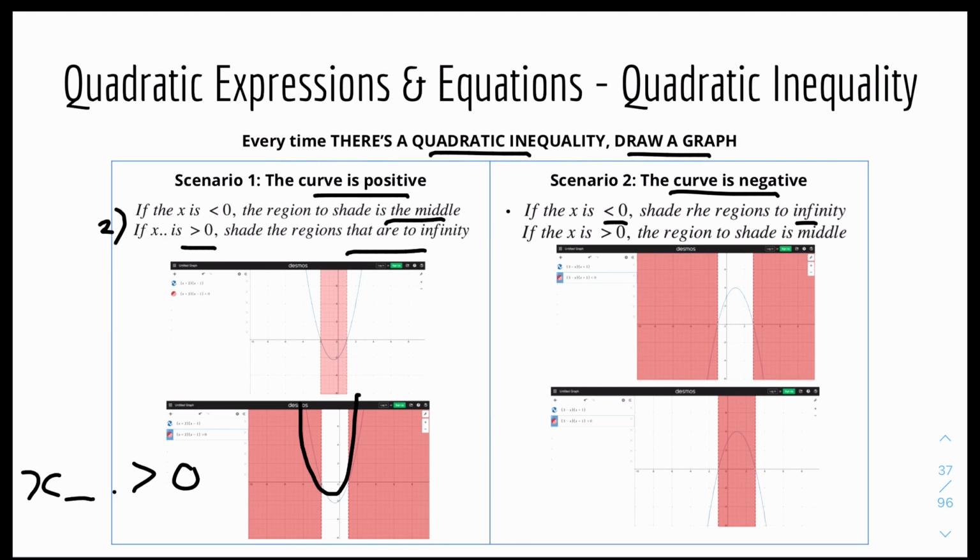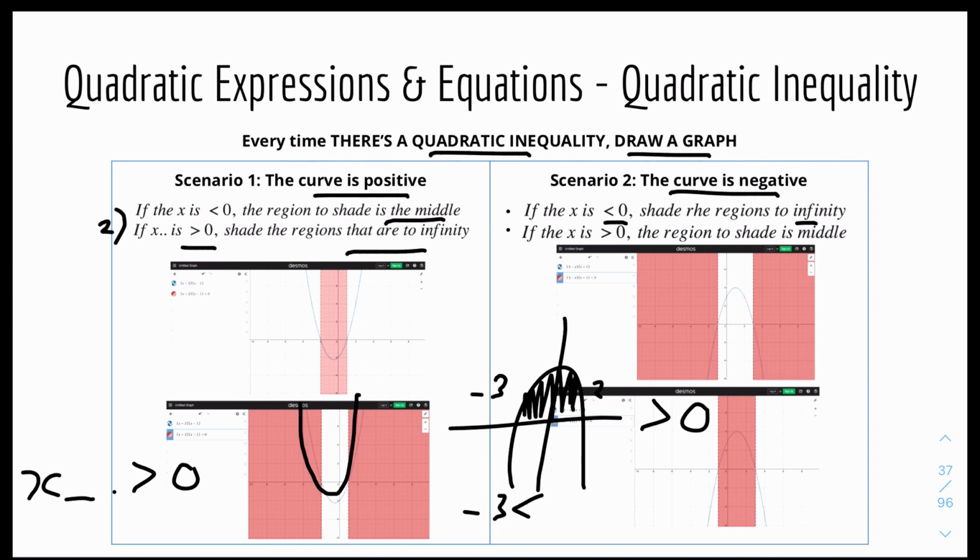And for the other scenario, if x is bigger than 0 for when the curve is negative, the region to shade is in the middle. So as I said just now, for this negative graph, you're trying to find a region which is bigger than 0, and it goes to the x-axis if you draw a straight line, and it'll be this region. So if this is minus 3 and 2, you're trying to find a region which is bigger than 0, like b squared minus 4ac is bigger than 0, then it'll be minus 3, x, and 2.